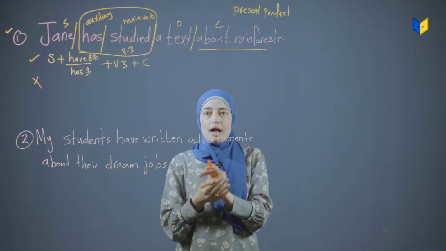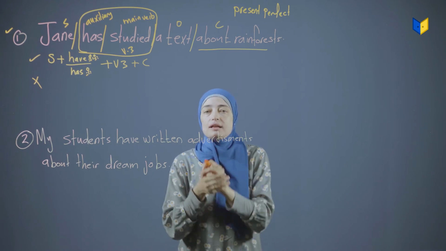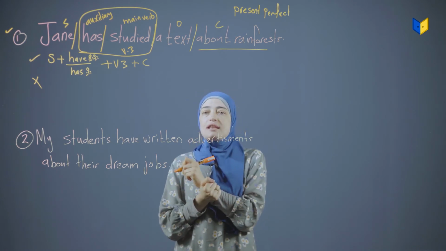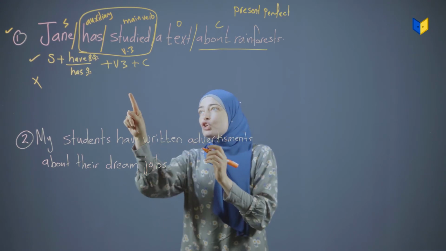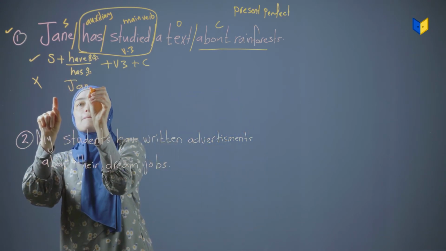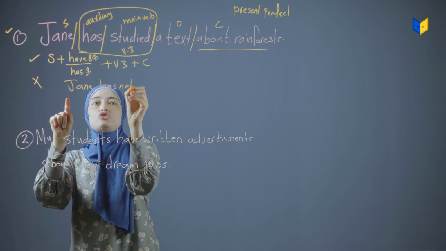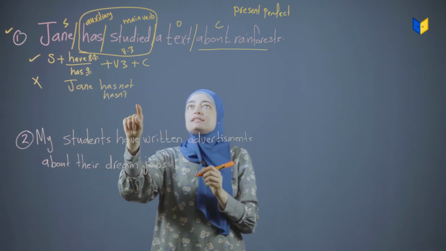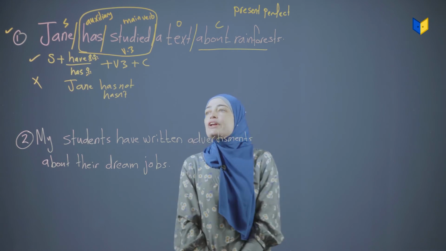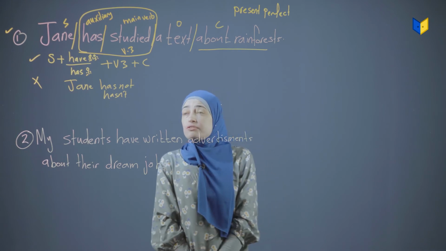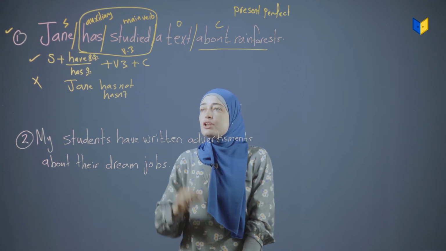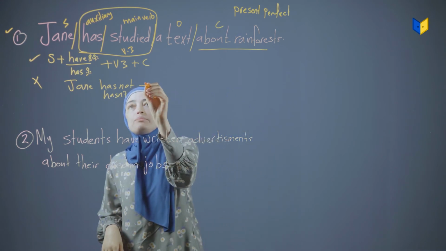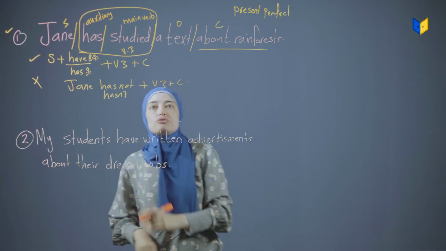What about the negative, students? You have just to add what? Not. Where exactly? After has or have. Yes, let's do it. Jane has not. Bravo. So, Jane has not or hasn't. Both of them are right. So, Jane has not what? Studied a text about rainforests. So, the negative form is the same, but you have to pay attention. You must add what? Not after has or have. Okay? Plus verb 3 plus the complement of the statement.